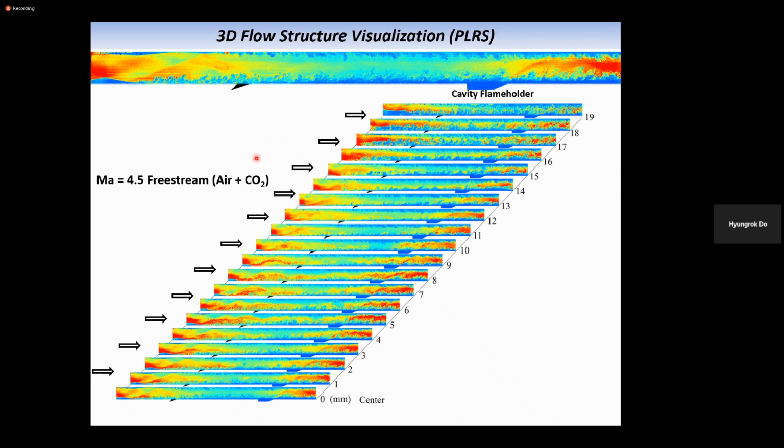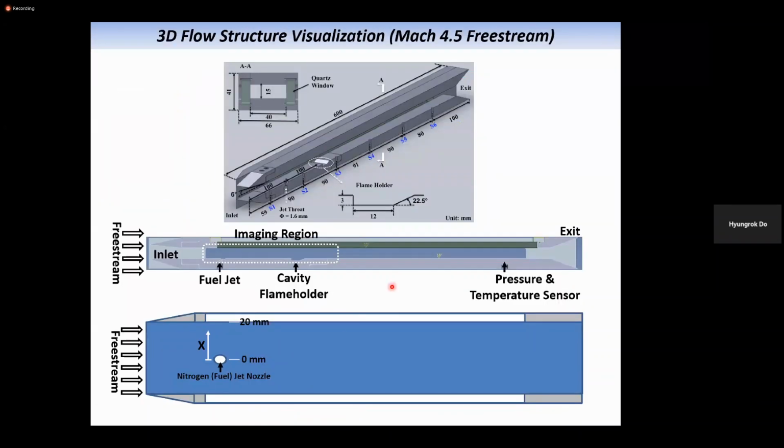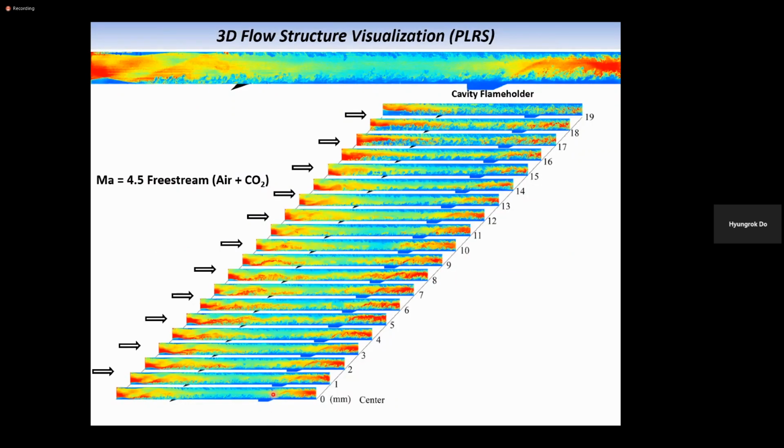So we move the laser sheet from the center plane of this vehicle model, and then we move the plane toward the side wall. So you are seeing a different slice at 1 millimeter from the center plane, 2 millimeters, and up to 19 millimeters.